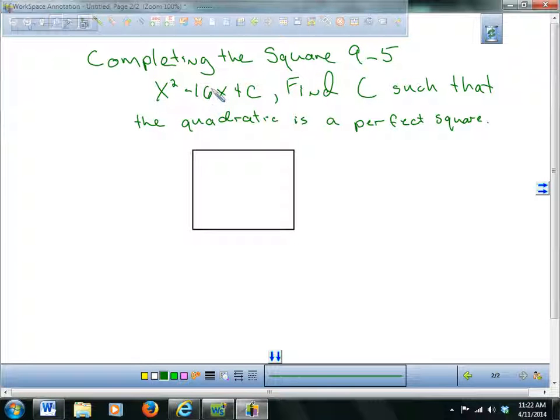But we use it a lot. You'll use it again in Algebra 2. You'll use it again in pre-calculus, if and when you get there. Okay, so it's an important thing.